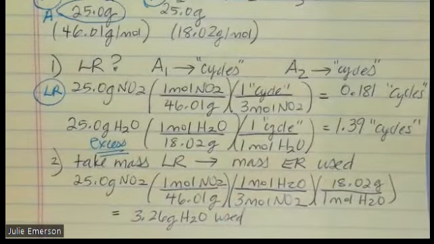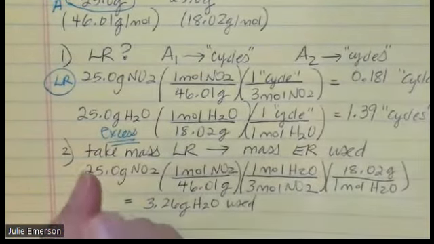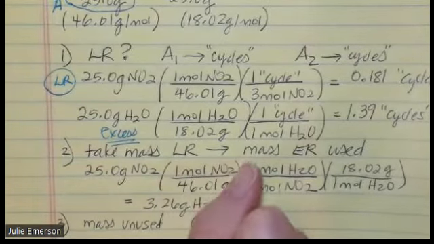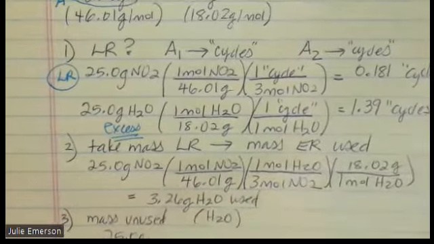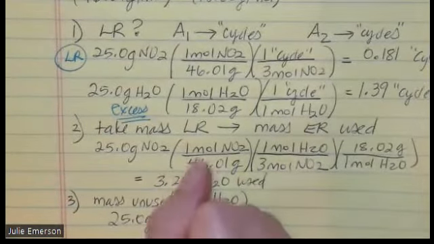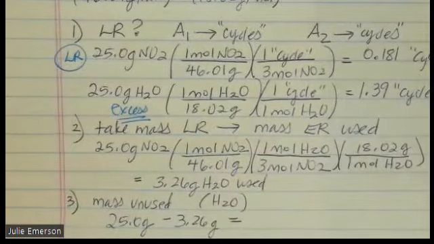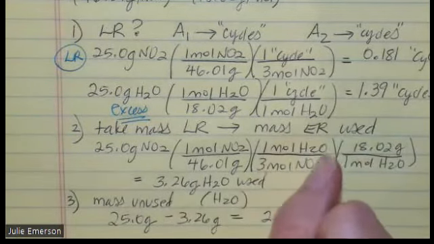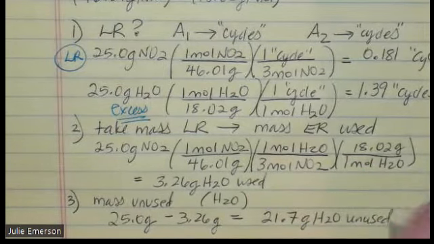All right, and unfortunately, that's still not the answer we need. Part 3, step 3, is what mass was unused for the water. And the question told us we had 25 grams of water. We've only used 3.26 grams. So we're just going to subtract. And we remember with subtraction, we want to follow the decimal place rule. So we're going to round this to the tenths place. So 21.7 grams of water would have been unused here.